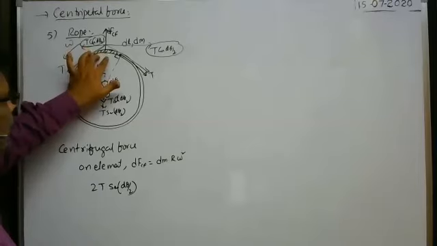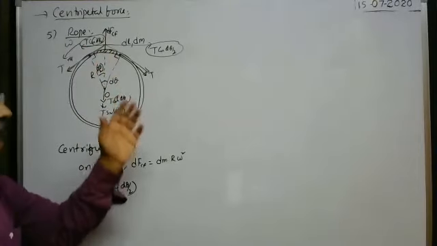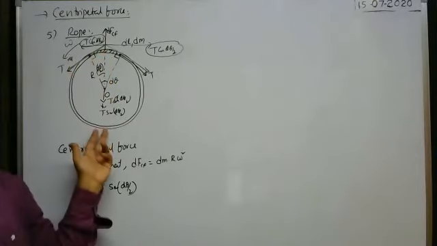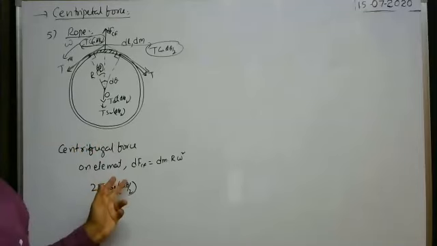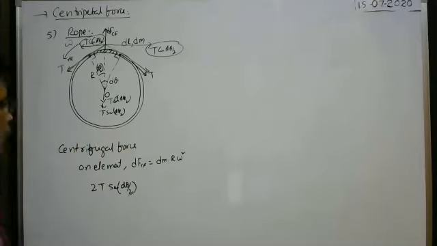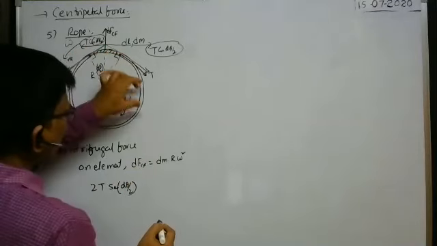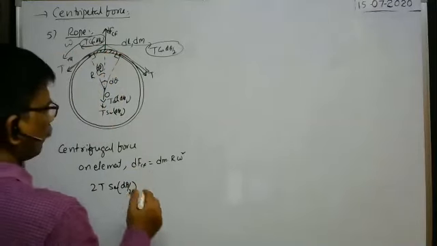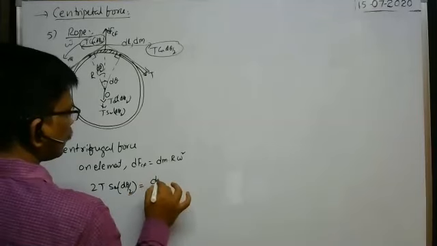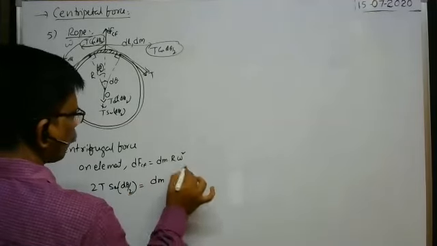That's why on this element, centrifugal force acts upwards, and the tension component 2T sin(d theta by 2) acts towards the center. Okay, that's why these two will be balanced. Then only it is in equilibrium. Every element is in equilibrium like this only. So this is equal to the centrifugal force, dm into r omega square.